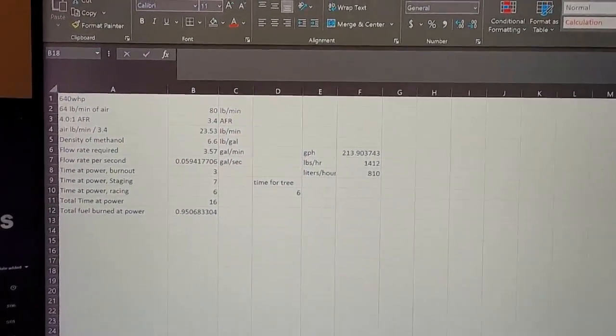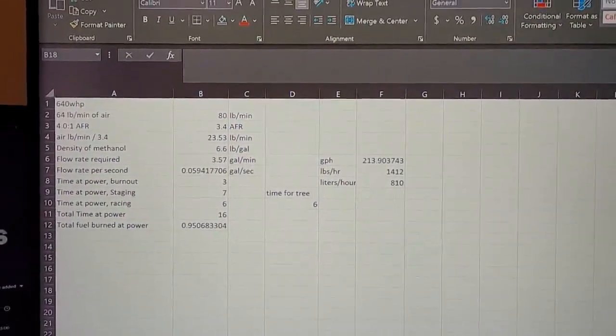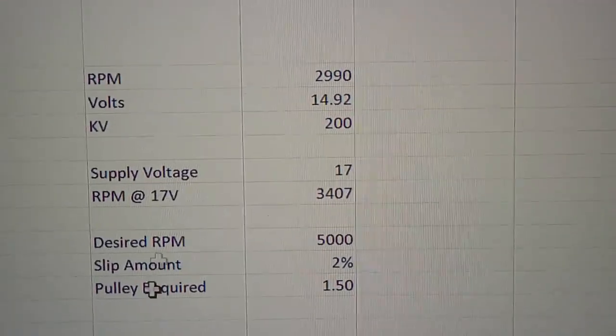So today we went to the shop and we measured our motor RPMs. Let me pull up some of those results. We found out, let's see, here we go. So this is what we did.